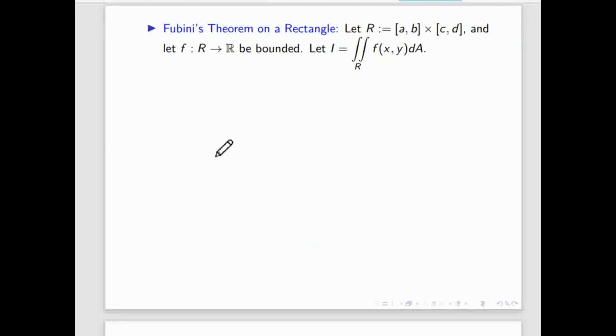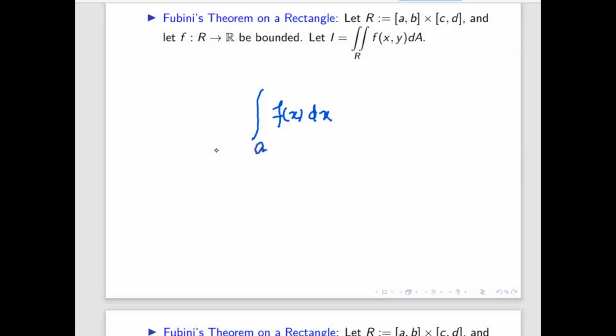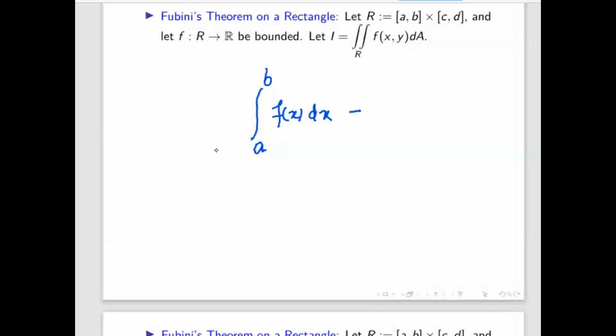So like the application, whatever we have in the single variable, if a function is given, f(x) dx, what does this integration represent in the single variable? This f(x) dx, what will it represent? It will represent the area under the curve.